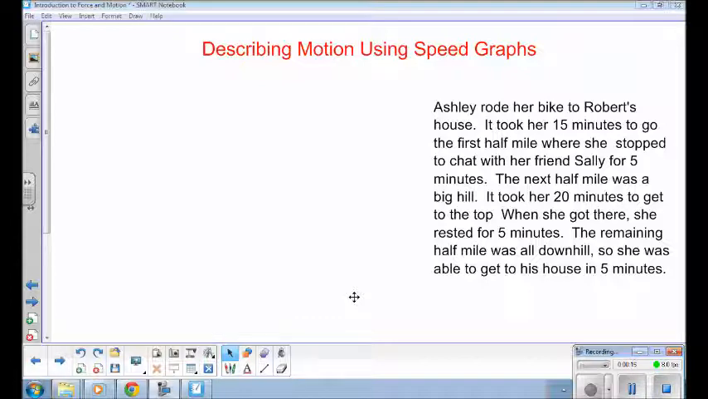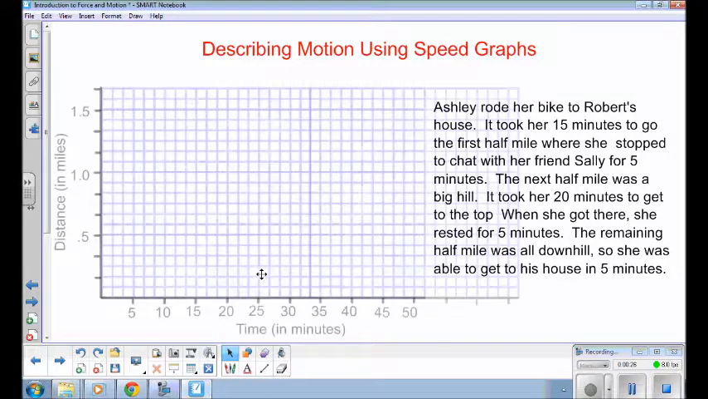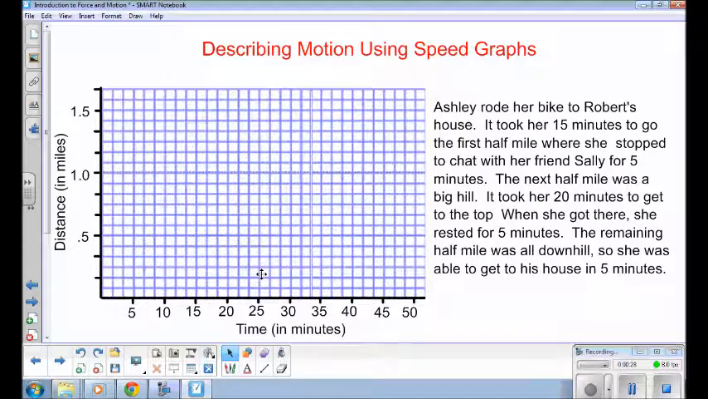It took her 20 minutes to get to the top. When she got there, she rested for 5 minutes. The remaining half mile was all downhill, so she was able to get to his house in 5 minutes. So what I'd like to do is show you this graph that I have right here. First of all, you'll notice that I have along my x-axis time in minutes, at 5-minute intervals. On the y-axis, I have distance in miles, and I've done an interval of a half a mile.